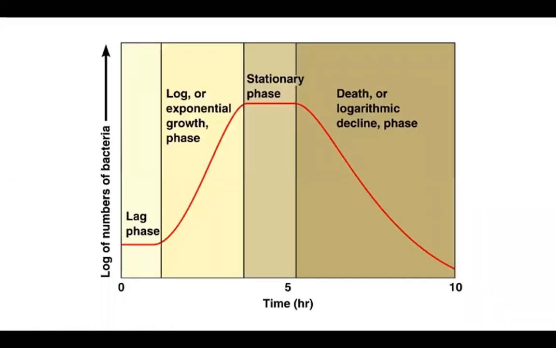So this is the graph that we use to describe bacterial cell growth. It's a log number of bacteria with time. We have the lag phase, the logarithmic or exponential growth phase, the stationary phase, and the death or logarithmic decline phase.